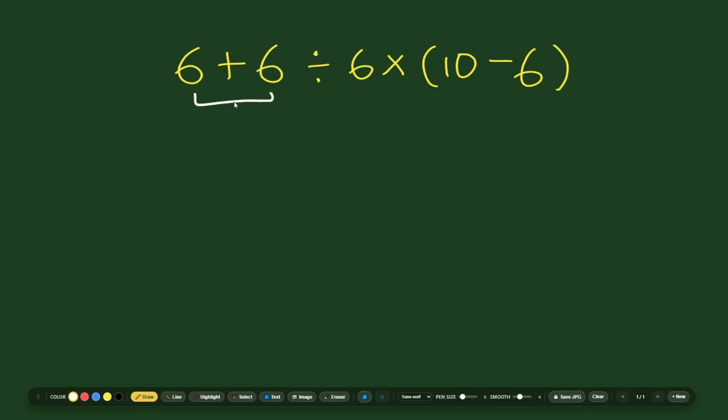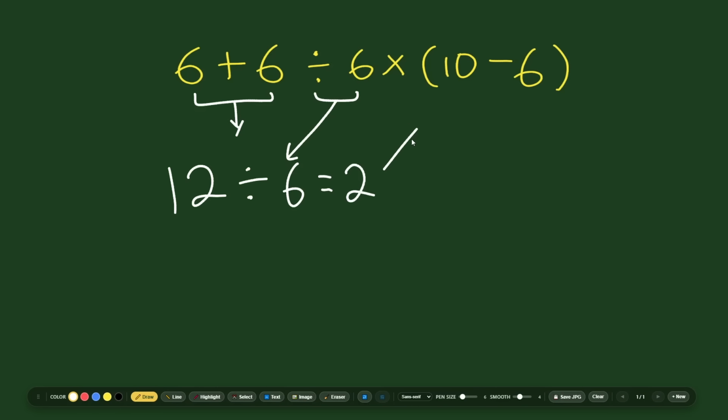6 + 6 is equal to 12. 12 ÷ 6 equals 2. 10 − 6 is equal to 4. 2 × 4 is equal to 8. But this is wrong.